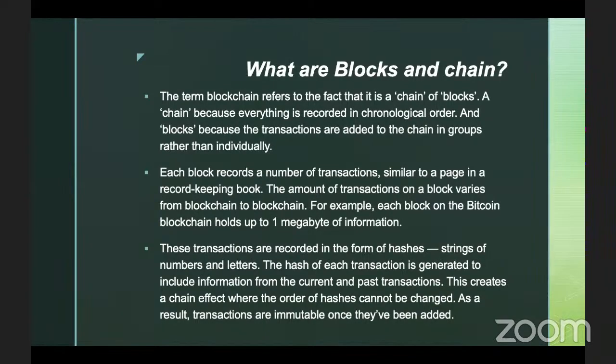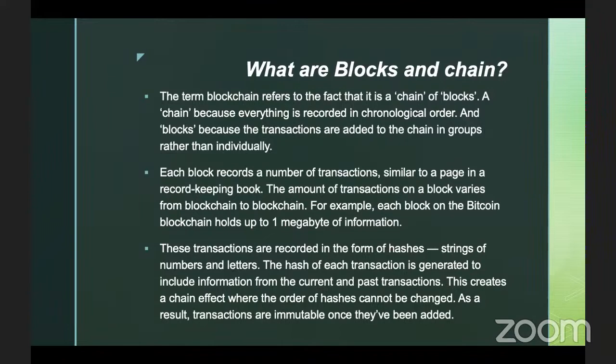So in the visualization of blockchain, you'll always see some blocks and a chain. So what do you mean by block and chain? The term blockchain refers to the fact that it is a chain of blocks. Why is it called a chain of blocks? What do you mean by a block in a blockchain? What do you mean by the chain? It is a chain because everything is recorded in chronological order. Chronological order means sequential. So it has an order. This is the first block. This is the second block.